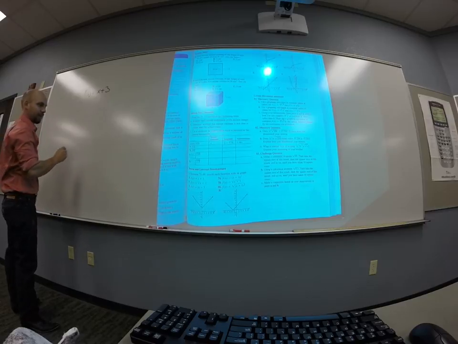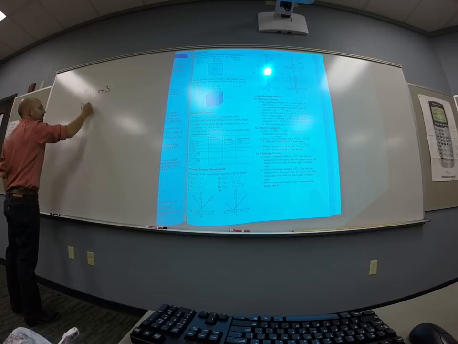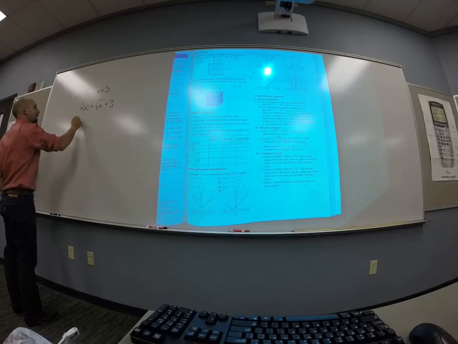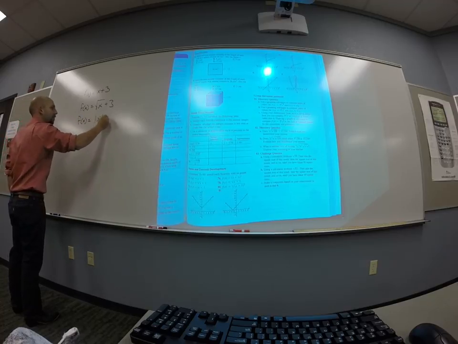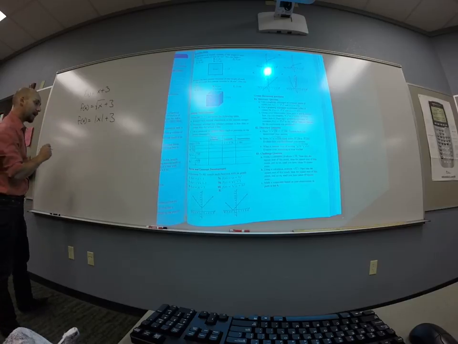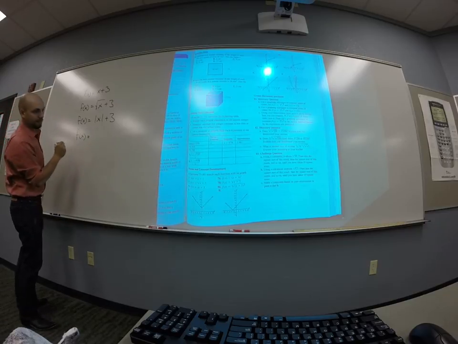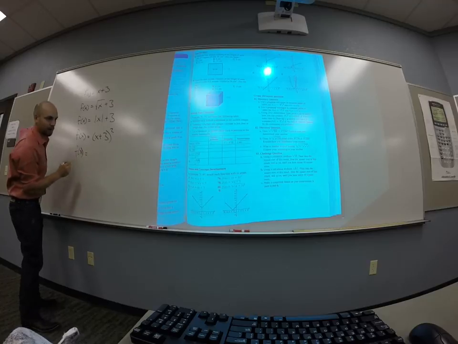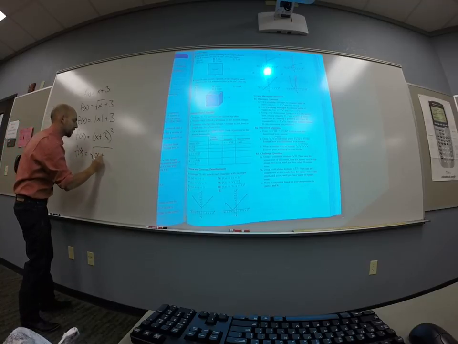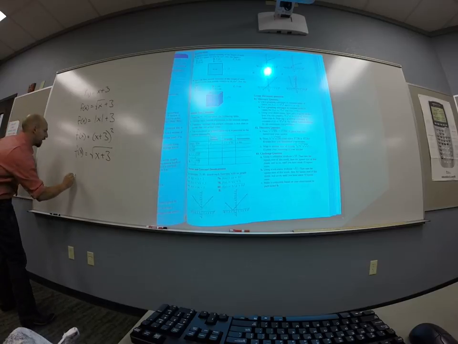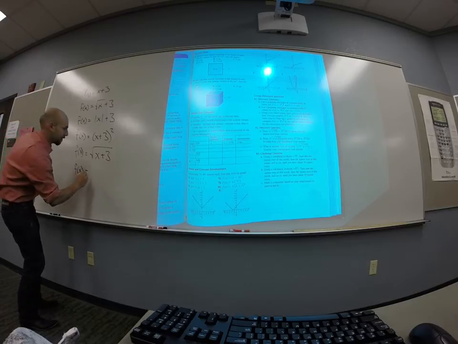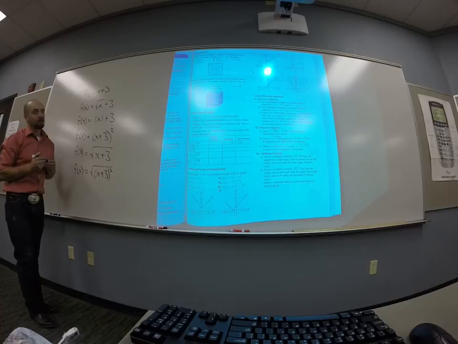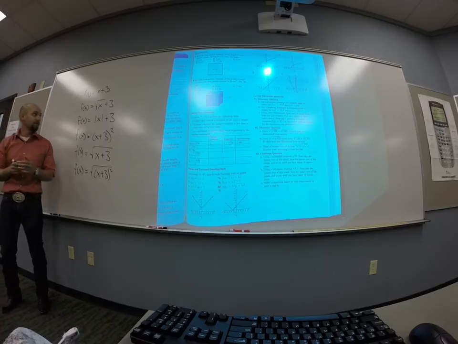Okay, then there's f of x is root x plus 3. Then there's f of x is absolute value x plus 3. Then there's f of x is x plus 3 squared. Then there's f of x is the square root of x plus 3. And then there's f of x is the square root of x plus 3 squared. Okay? Cool? All right, one of these is really easy.